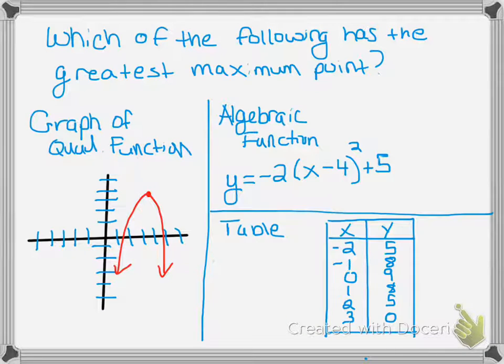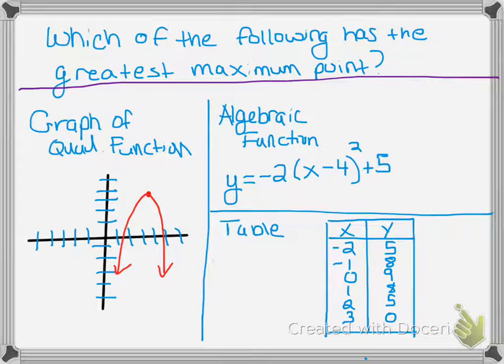Now let's talk about comparing these functions that we've been looking at. So at the top you'll see that we have which of the following has the greatest maximum point. Now, you have three options here. You're given the graph of a quadratic function, you're given an algebraic function, and then you're given a table. Now you have to take each of these in turn and figure out which one has the greatest maximum point.